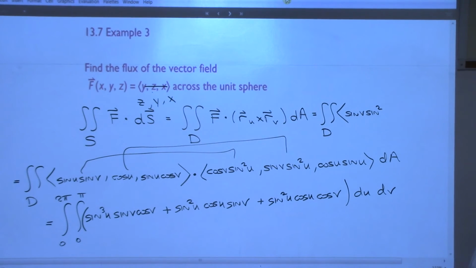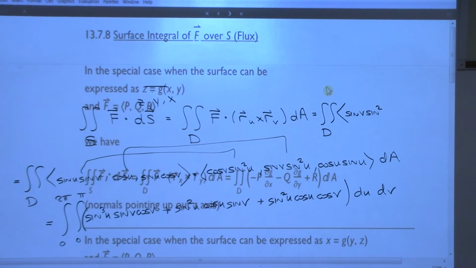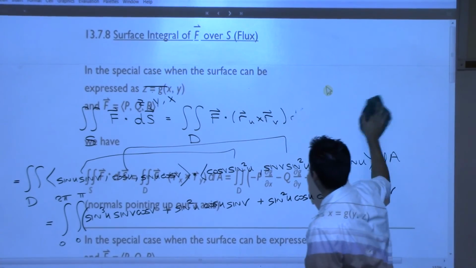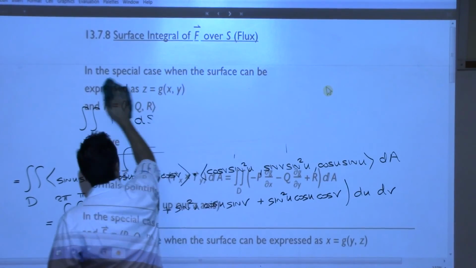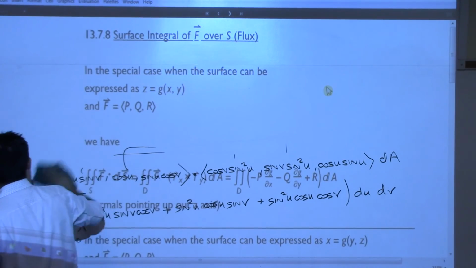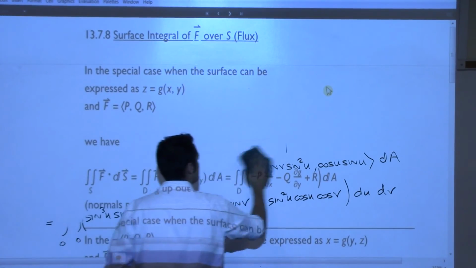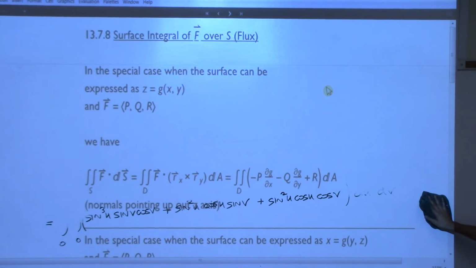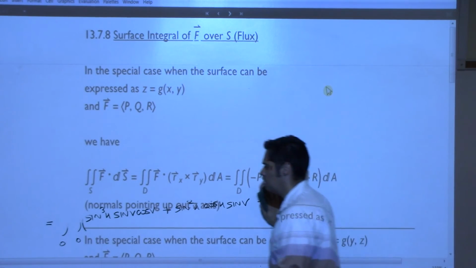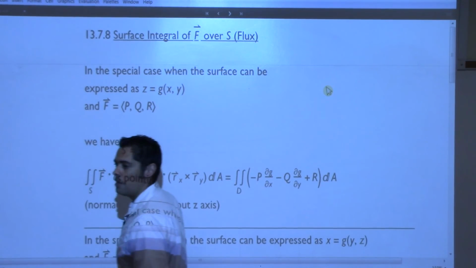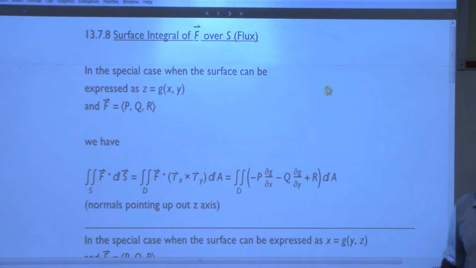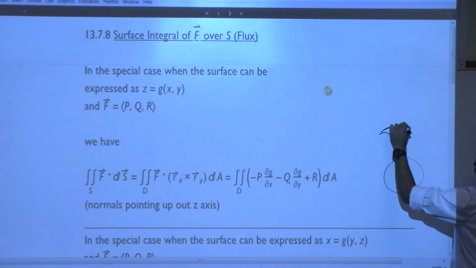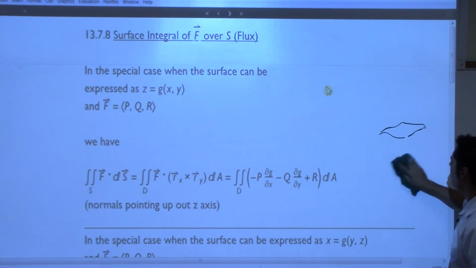All right, let's look at what's next. We have some special cases when we do flux. There's nothing that says that when you compute the flux of something that the surface has to be closed. Your surface does not have to be closed. If it's closed, then the orientation is easy to figure out, right? Like if I have the sphere, positive orientation is outward. But if I just give you a sheet floating here in space, what's positive orientation?